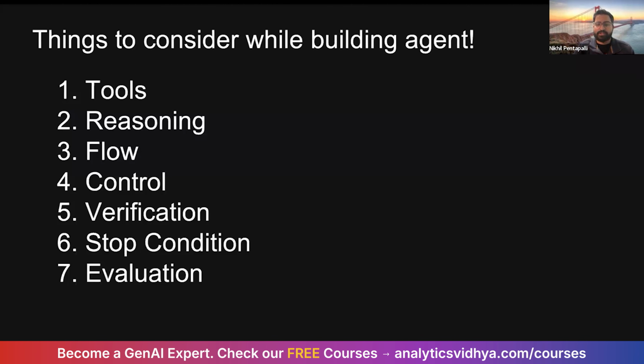And then verification is mostly in terms of did I get the answer, or do I still have to iterate to get the answer? And then stop condition is just you give a stop condition, make sure it stops. And then evaluation of each of the components, or at the agent level, or at different levels we can evaluate. So these are some of the things to consider when we are building an agent.